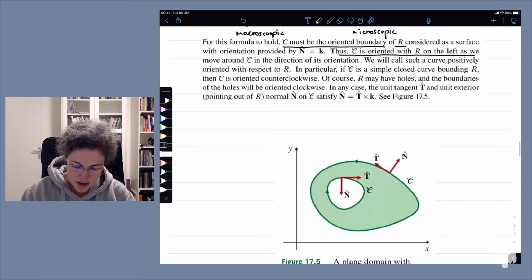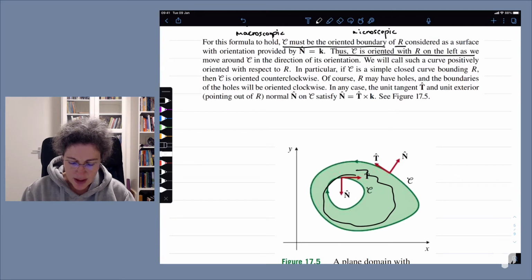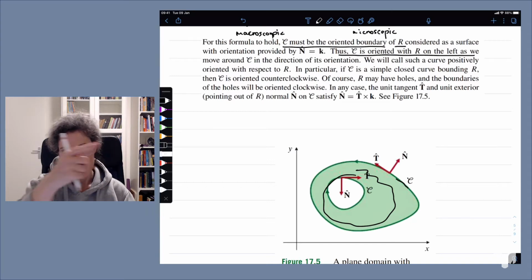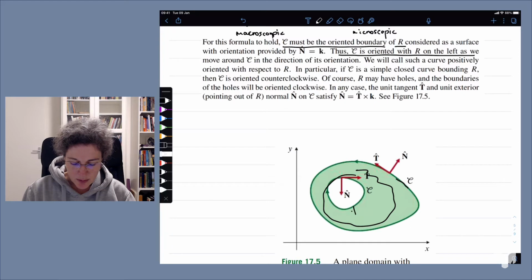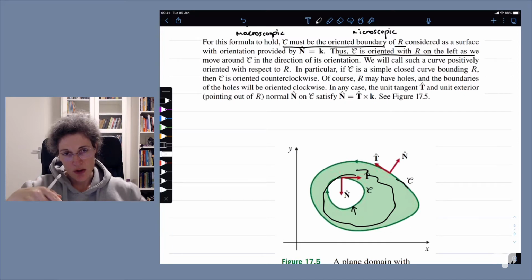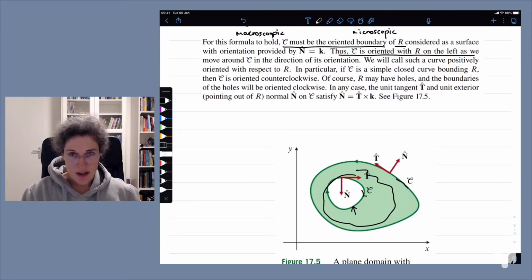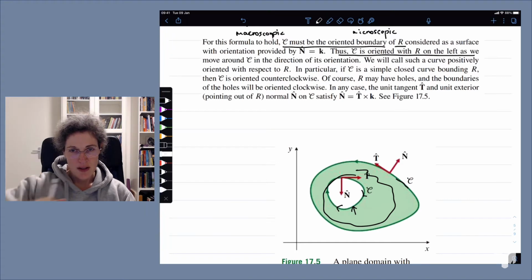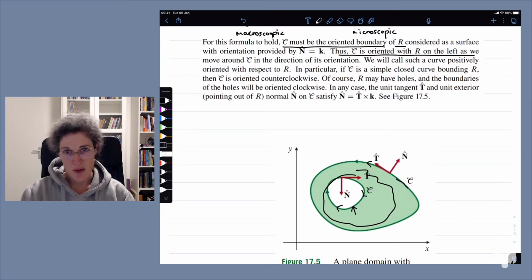So if we're thinking of this whole area here as our region, then walking around the outside will be anticlockwise. On the other hand, if you have a hole in the middle of the region, if you think about how you have to walk around that hole to make sure that you keep your region on your left, then in fact you have to walk clockwise, sorry. So counterclockwise when you're going around the outside, but if you're in any holes, then you'll be going clockwise around those.